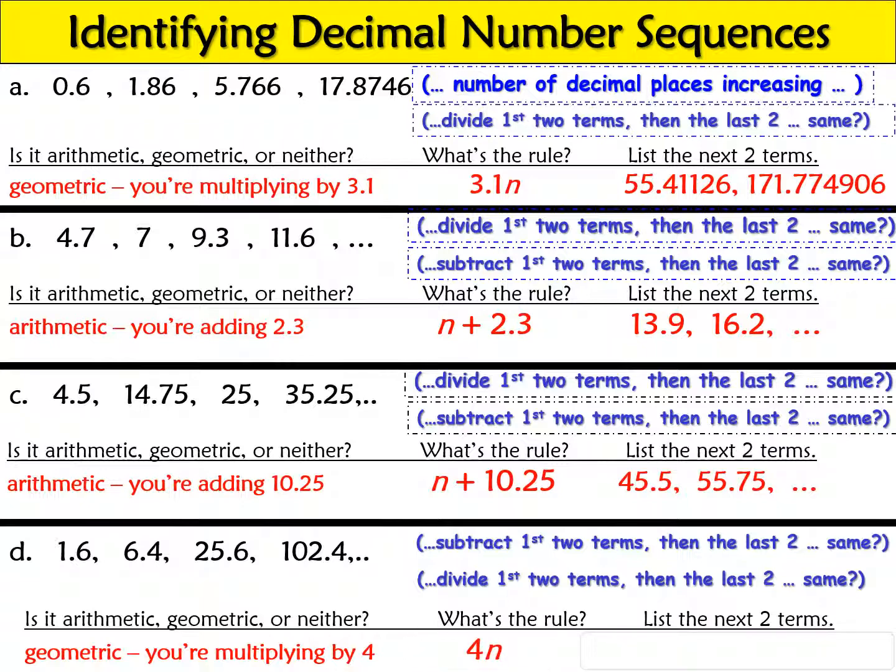So that means the rule would be 4n, and the next two terms in the sequence would be 409 and 6/10, and 1,638 and 4/10.